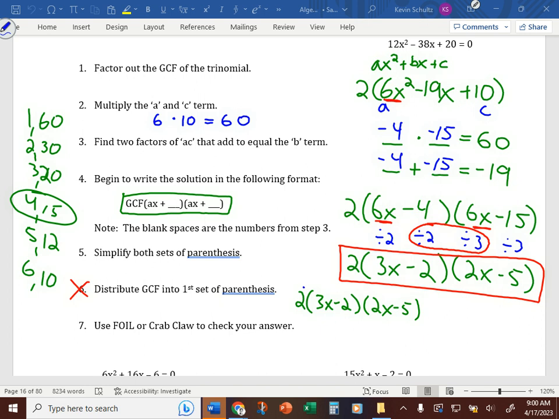You could distribute this 2 into your first set, and only your first set, to give you 6x minus 4 and 2x minus 5. And if you FOIL or crab claw box this, you'll see 6x times 2x, 12x squared, negative 4, negative 5, positive 20, negative 8, negative 30, negative 38x. Okay, distributing that 2 back in gives you just the 2 sets of parentheses. Save your questions for just a second here.